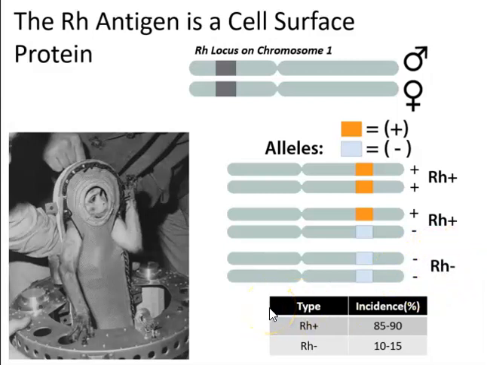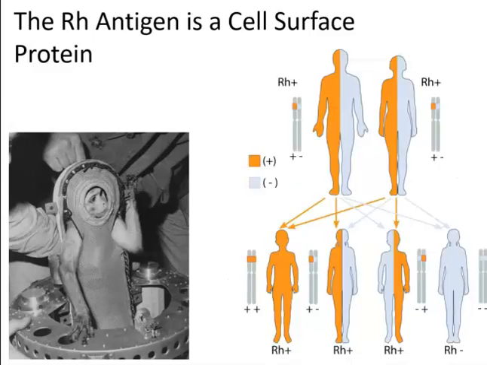So incidence for the Rh antigen to be Rh positive occurs mostly in 85 to 90% of patients. Rh negative, about 10 to 15. And here we can see percentages. If we have, for example, two parents that are heterozygous for being Rh positive, the majority of them, about 75% of their offspring will be Rh positive, whereas you'll have a 25% chance of the offspring being Rh negative due to the combination of alleles.